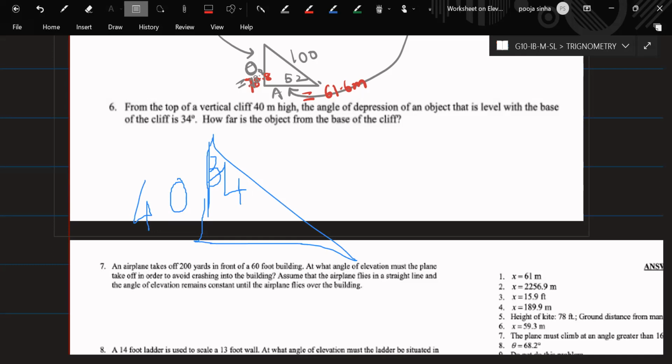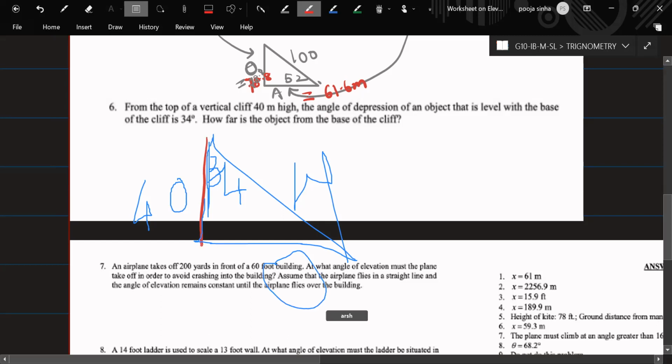Yeah, miss. So here we're trying to find the hypotenuse. From the top of a vertical cliff, 40 meters high, the angle of depression of an object that is level with the base of the cliff. We'll use cos. Cos 34 equals 40 upon h. So we'll have h equals 40 upon cos 34. Can you calculate that?